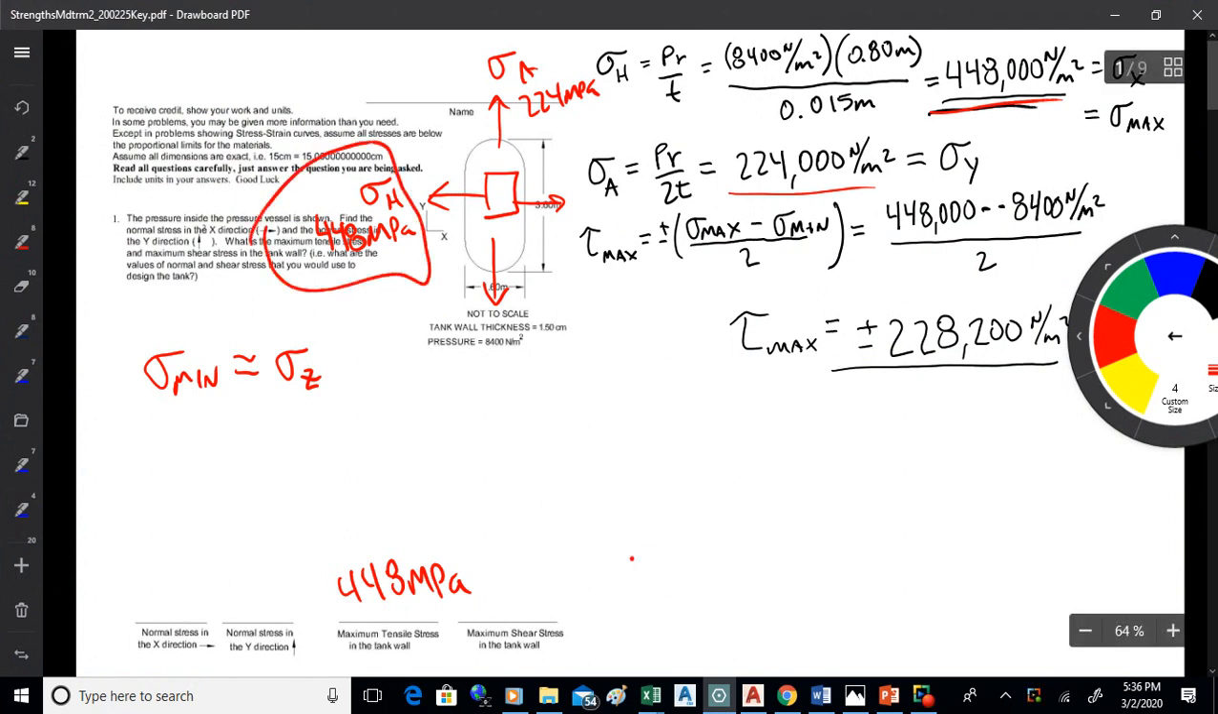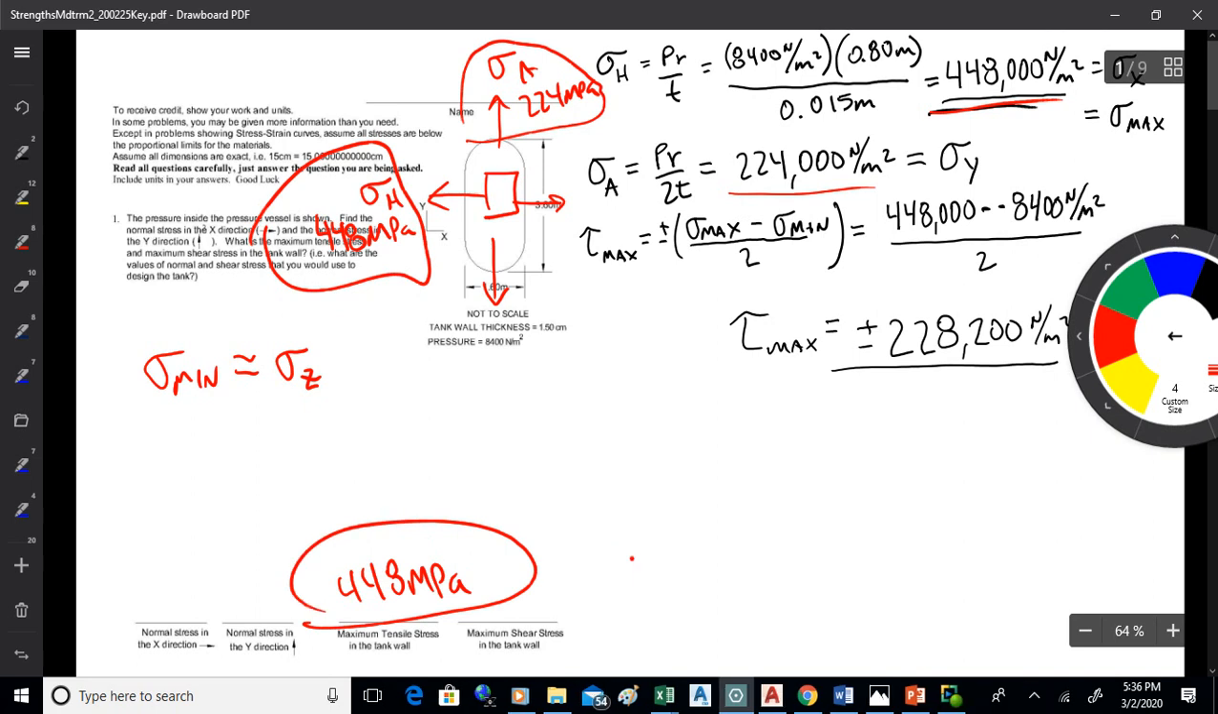in the x direction, and the axial tries to tear the ends off the tank, so there's the axial. The maximum tensile stress is just the hoop stress, so it's 448. The maximum shear stress in the tank wall is based in a biaxial analysis, so I show the element right there that you'd work with. And then what you do is you use this formula to find tau max.